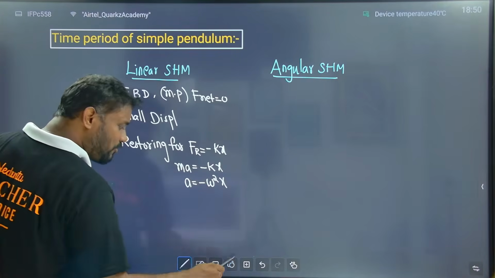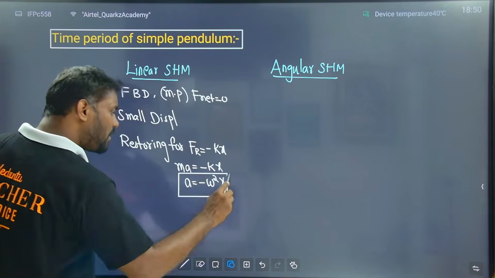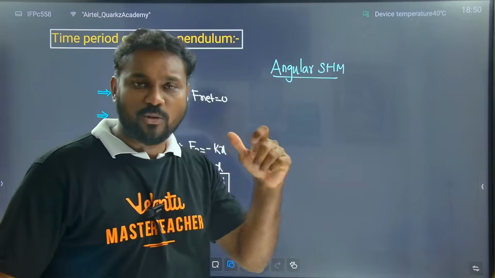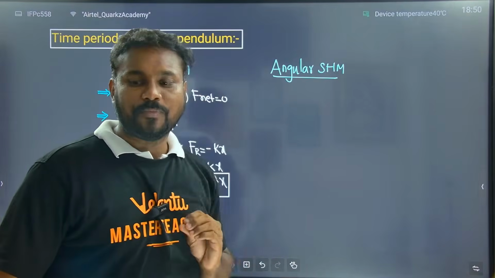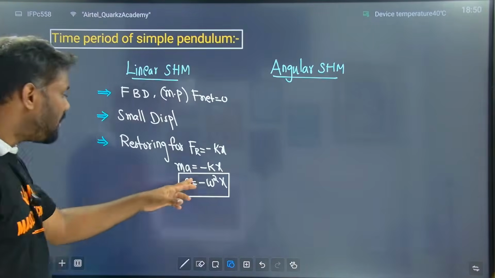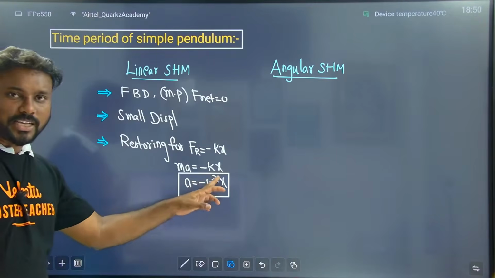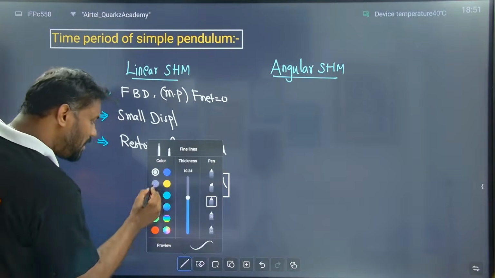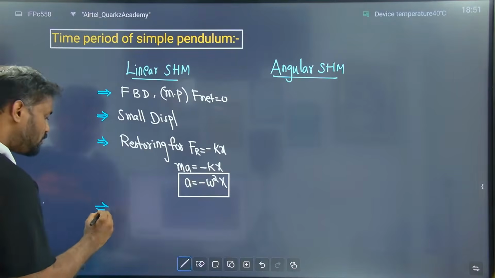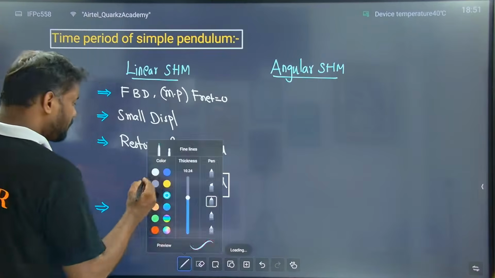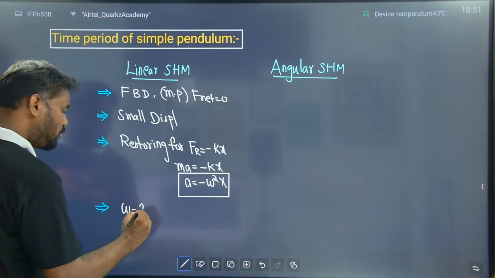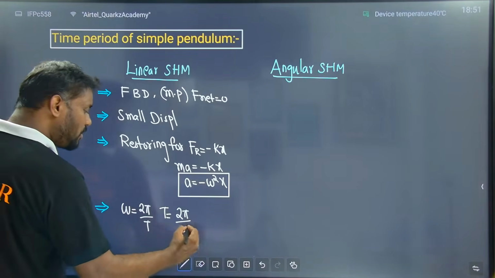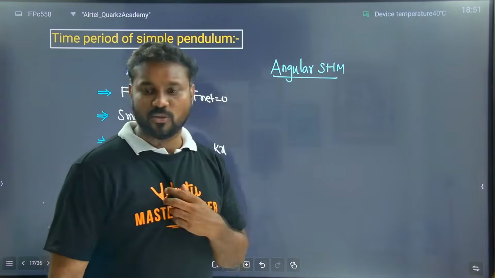So what do we calculate? Acceleration. Once the small displacement is done, you calculate the acceleration. Once acceleration is known, compare it with omega square x to calculate omega. After calculating omega, we can calculate the time period. Omega is equal to 2 pi by T, so the value of T is 2 pi by omega. So you can calculate the time period. You must know this idea clearly.